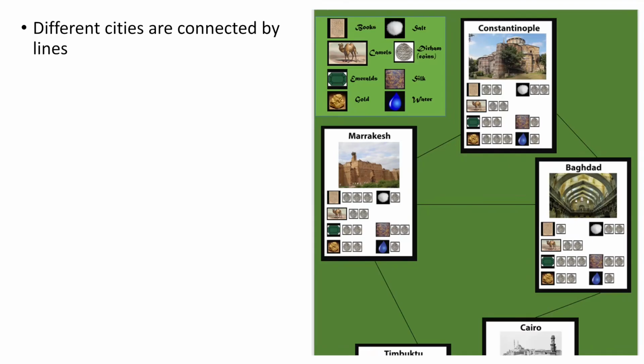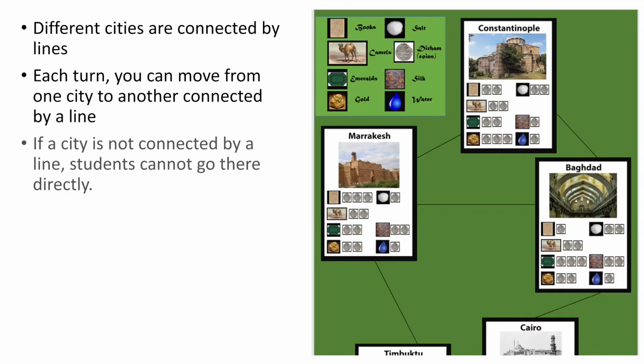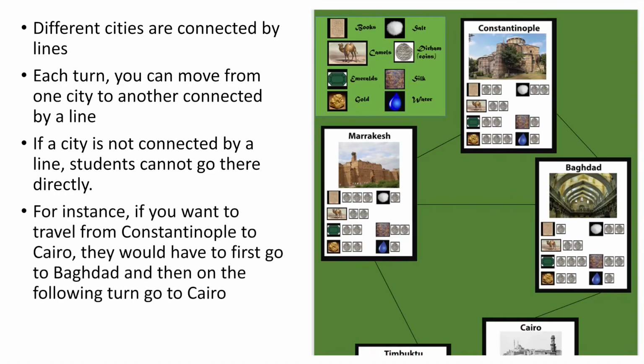Different cities are connected by lines. Each turn, you can move from one city to another connected by a line. If a city is not connected by a line, students cannot go there directly. For instance, if you want to travel from Constantinople to Cairo, you would first have to go to Baghdad, and then on the following turn go to Cairo.